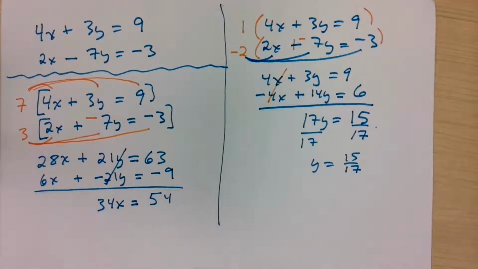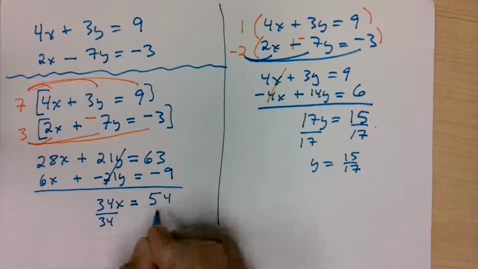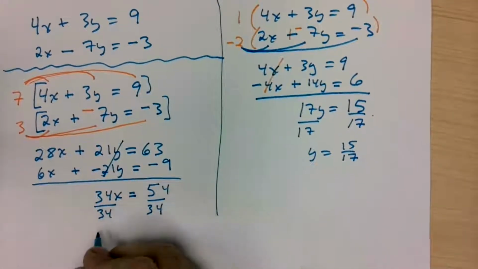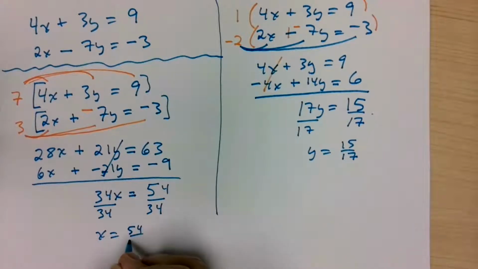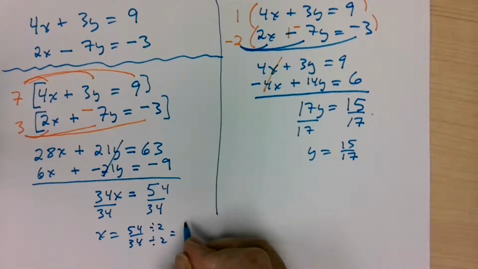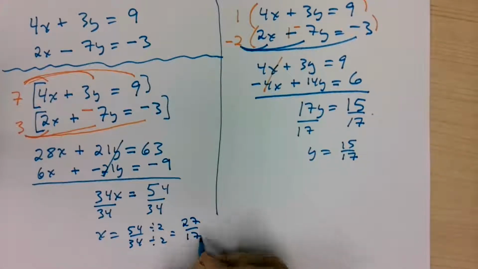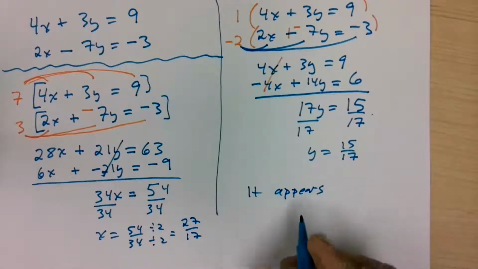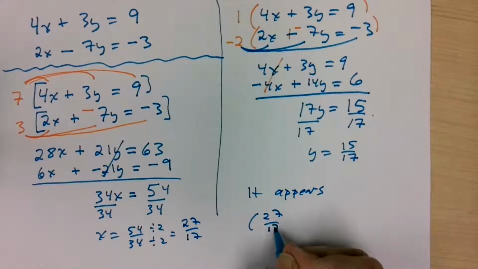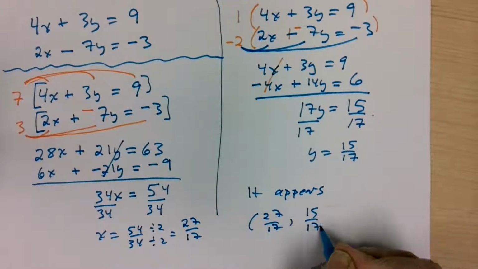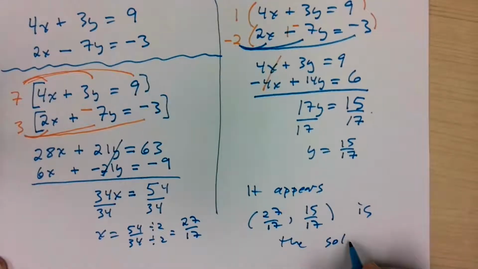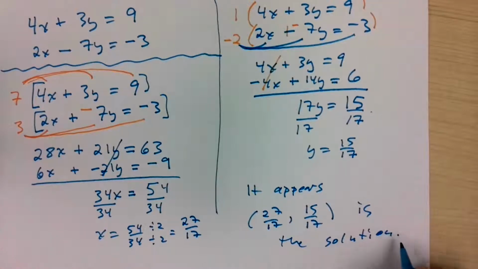And then to solve for x, we'll divide both sides by 34. So I get x is 54 over 34. Divide the top by 2, divide the bottom by 2, and I get 27 over 17. So it appears that 27 seventeenths, 15 seventeenths is the solution. That's what it appears to be.